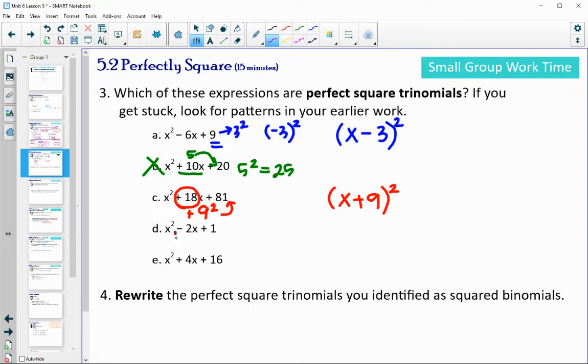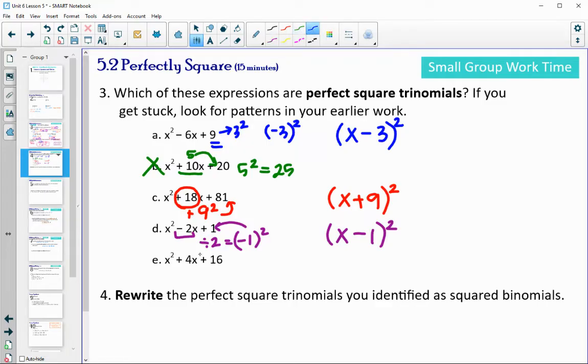Okay, so negative 2 divided by 2 equals negative 1. Is negative 1 squared the positive 1? And it is. So if we write it as a squared binomial, that negative 1 is going to be your term inside there. So 2 negative 1x's gives us that negative 2x in the middle. And then the 1 times 1 gives us the 1.